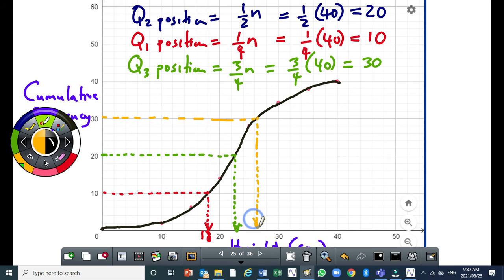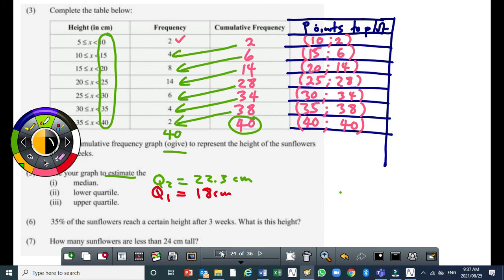Okay, so that will be 36, right? So 26. Yeah, that would be about 26, or 26.1, 26.2. Okay, I'll put it at 26.2. It's an estimate, right? So my Q3 will be 26.1 centimeters. I'm just approximating. If you put 26.2, 26 itself can be accepted, because these are estimates. They are not exact values because we are dealing with class intervals.